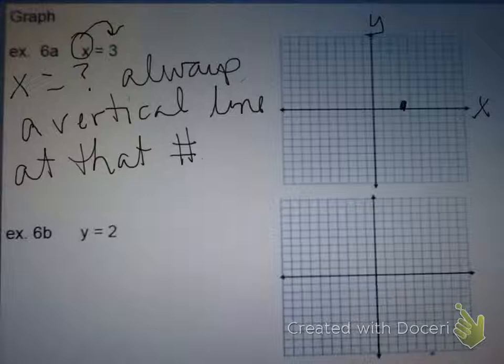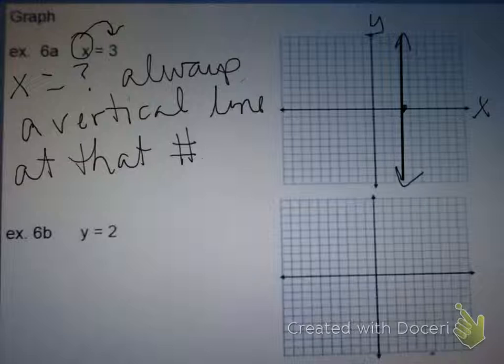I always plot a point just so that it helps me to draw my line. You don't really necessarily have to, but it just helps me to line up my line. So it is a vertical line at 3.